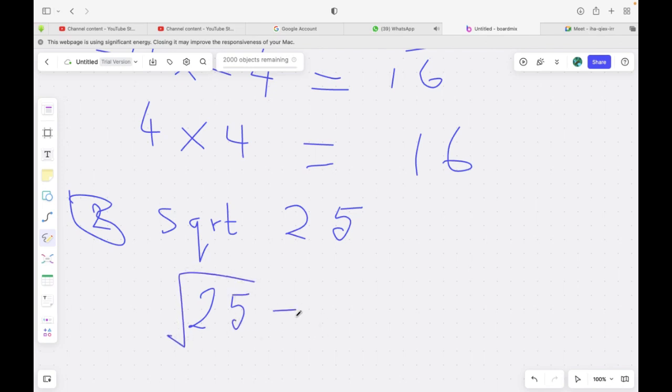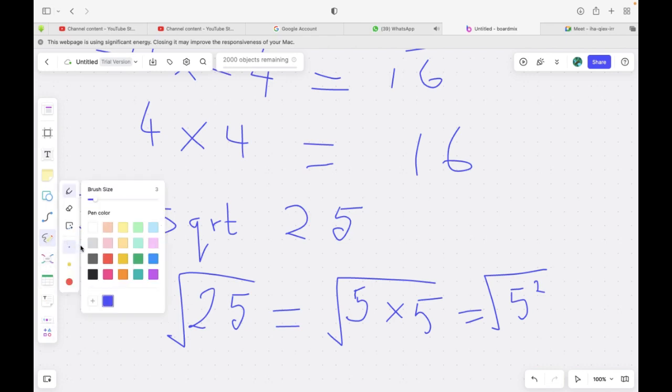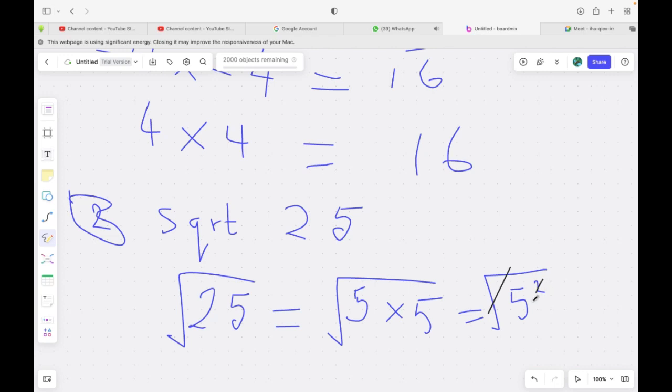25, if you break it down, is 5 times 5. You put the root. 5 multiplied by 5 is the same as 5 square, and you know square always cancels the root. They cancel each other out. The remaining answer is 5.